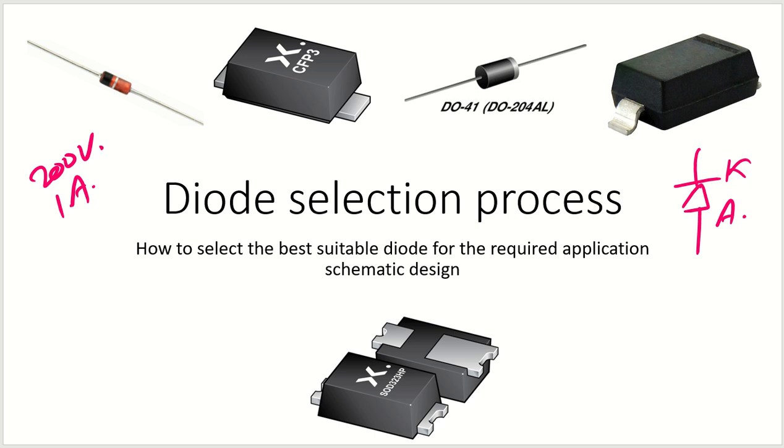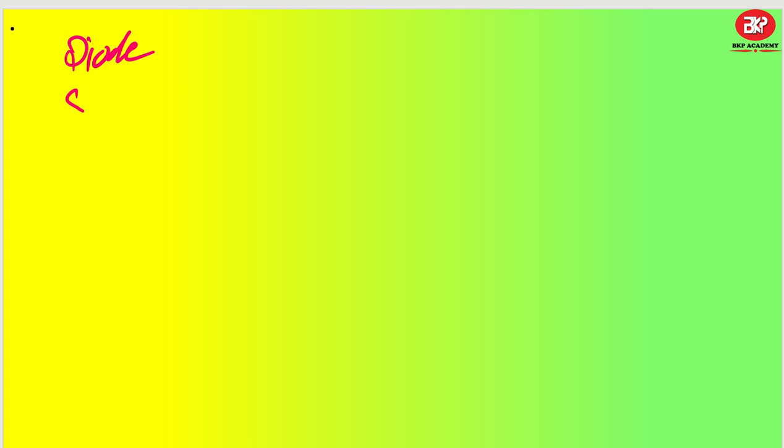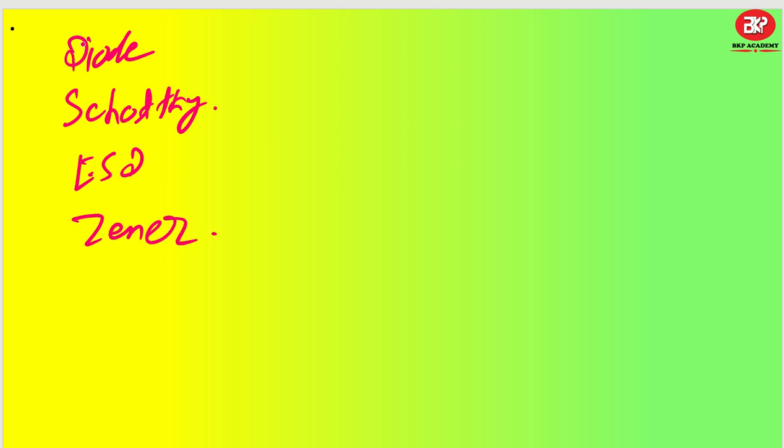Alright, before proceeding to this, we'll try to understand one more thing as a key. What are the different diodes? We have the normal diode, right? Then we have a Schottky diode, we have ESD diodes, we have Zener diode. A lot of symbols will be like this, this symbol will be like this.